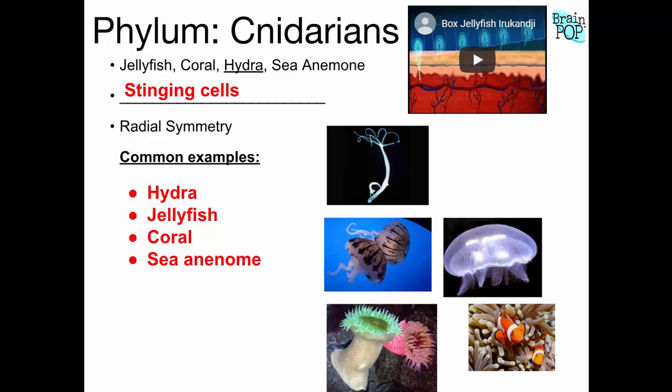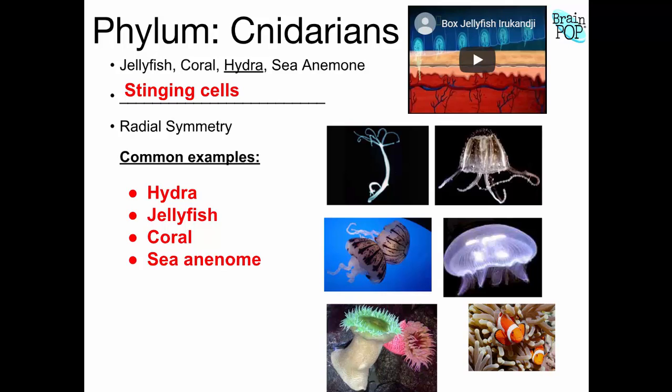And there's a huge variety of types of cnidarians. Some jellyfish produce their own light, they're bioluminescent, especially ones that live deep in the oceans. Some produce intense toxins that can kill people. So there's a huge variety.